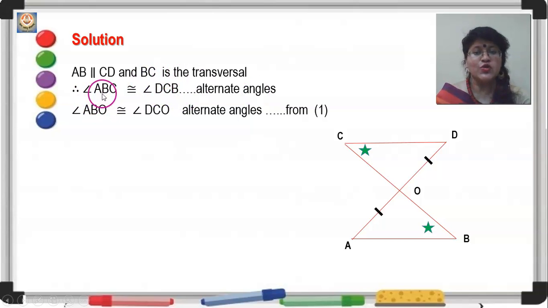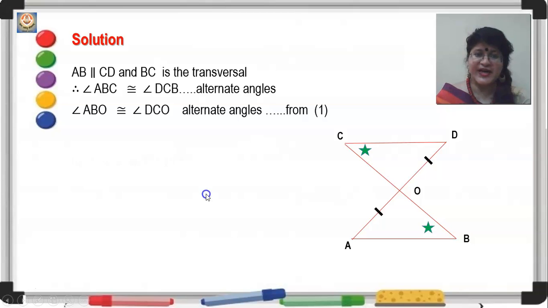Now, these two angles could also be written as angle ABO congruent to angle DCO. So, this angle ABC could also be expressed as angle ABO, and angle DCB can be expressed as angle DCO. You could write it as same angles with different names because ABC and ABO means we are talking about the same angle, that is angle B. And here DCB and DCO means we are talking about the same angle C.